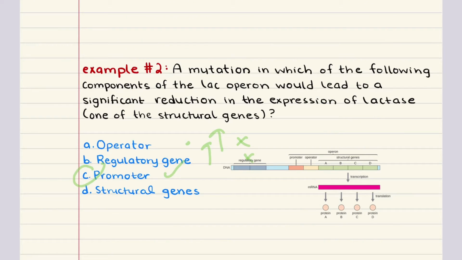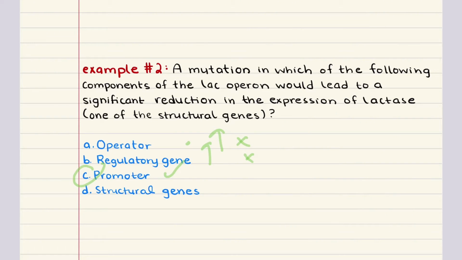Let's still work through D, structural genes. A mutation here might change the structure of the protein that's made, but it won't necessarily reduce expression unless the mutation interfered with transcription. So while it could affect function, it doesn't best explain a reduction in expression. What would is a change in the promoter. So the best answer here is C.